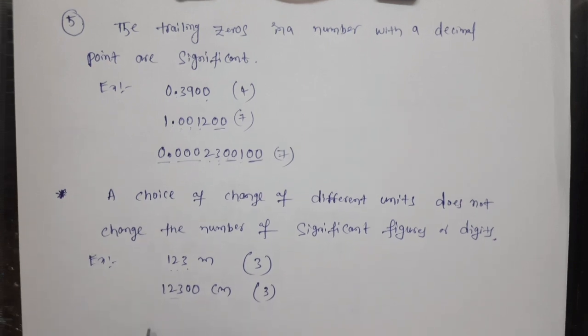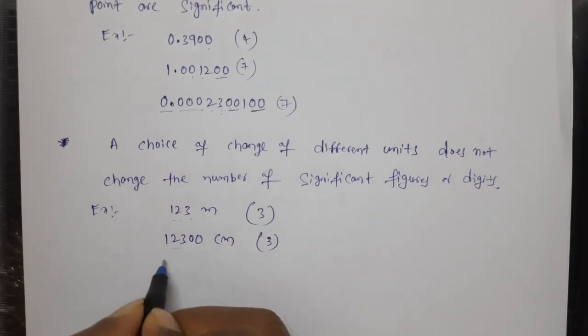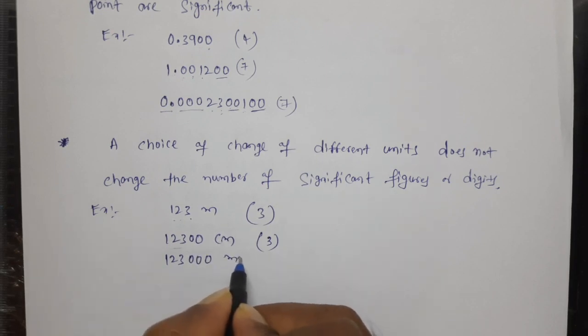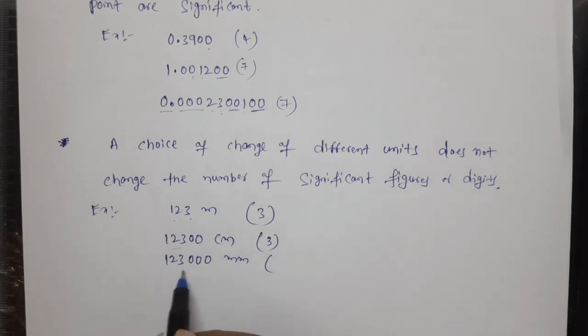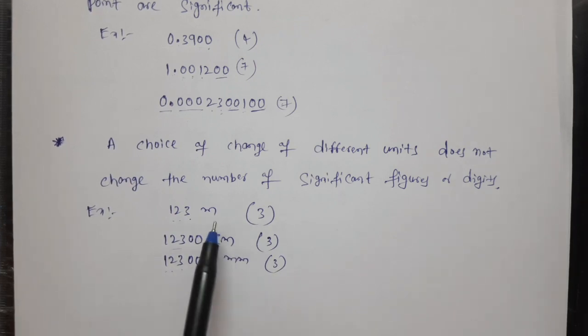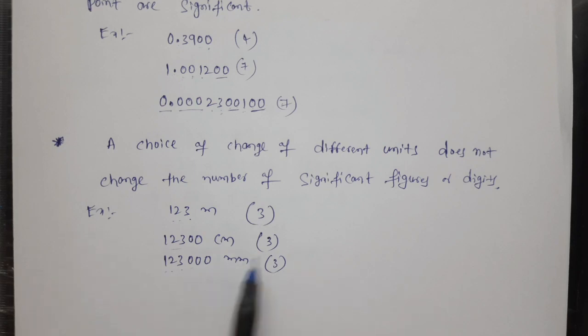So how many significant figures are there? 3. Now I write the same number in millimeters. 123,000 millimeters. So total how many significant figures do we have? 1, 2, 3, and these three are trailing zeros, so they are not significant. That means here what's happening, guys? I am changing the units, but the number of significant figures is not changing. They should be the same, isn't it? So even if we change the unit, the number of significant figures or digits in a number must be the same.